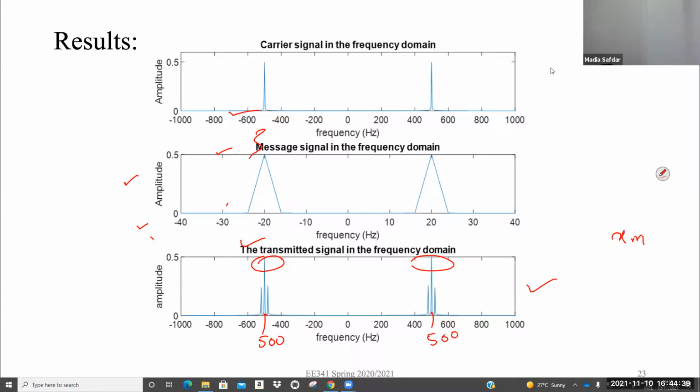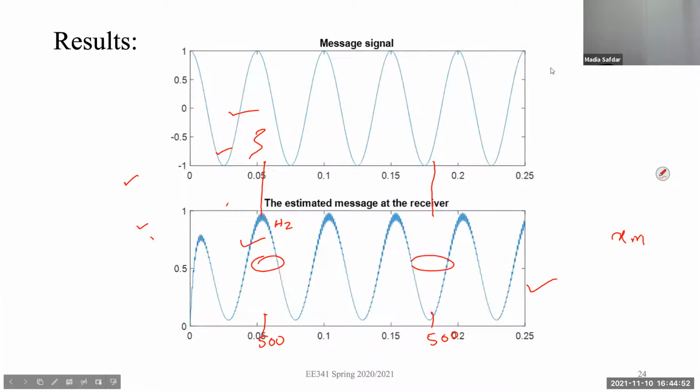You know how to read the scale. Here the frequency is 20. The message signal frequency was 20 hertz, and there it's 500. So this is the difference. Then this is my original message signal, and this is my estimated signal. You will get these figures.